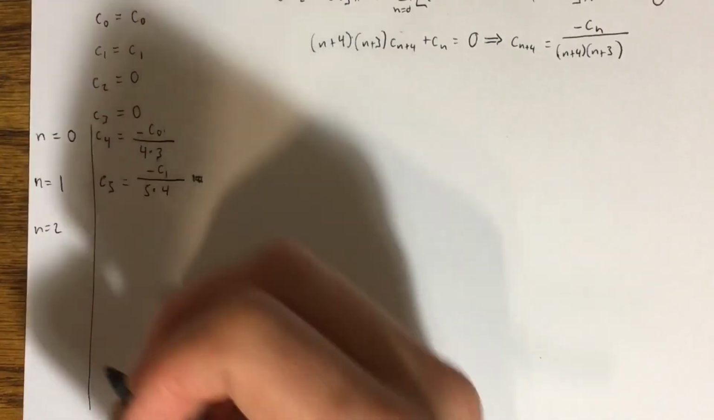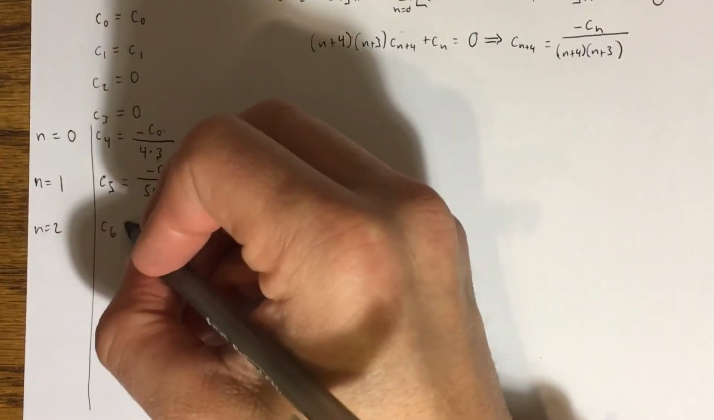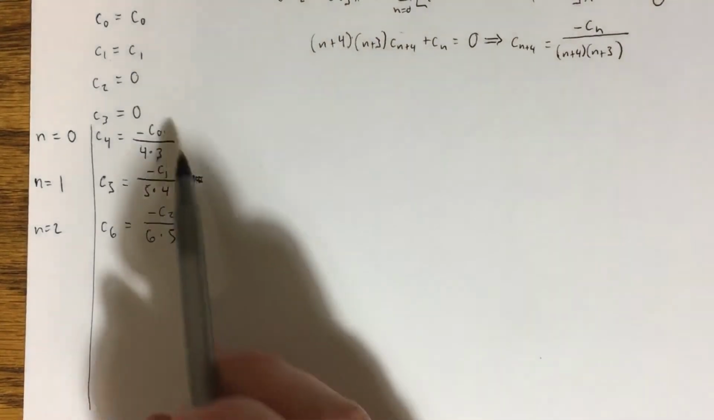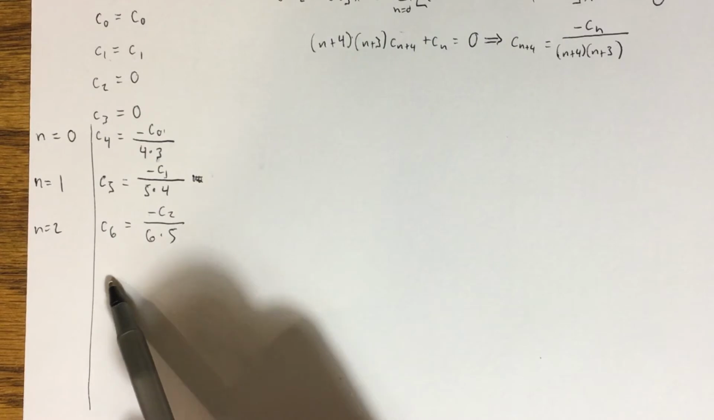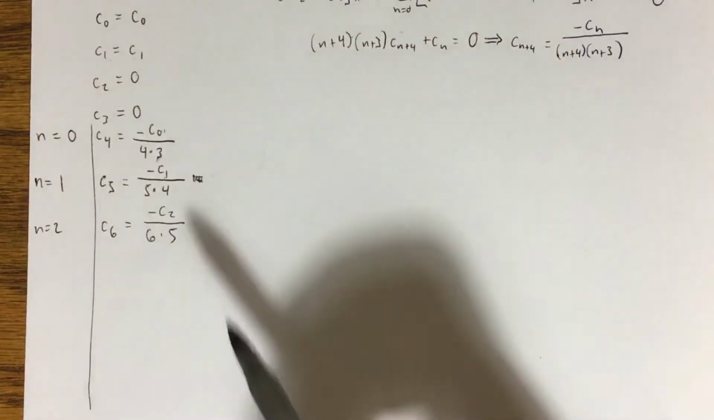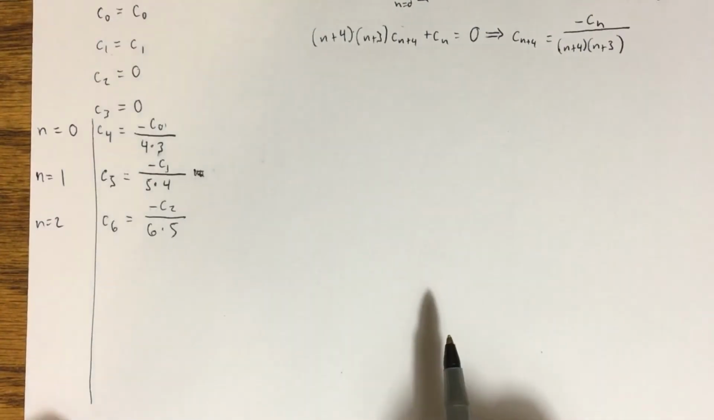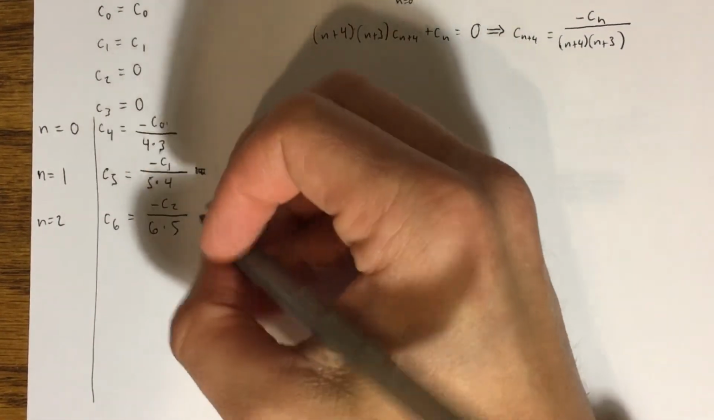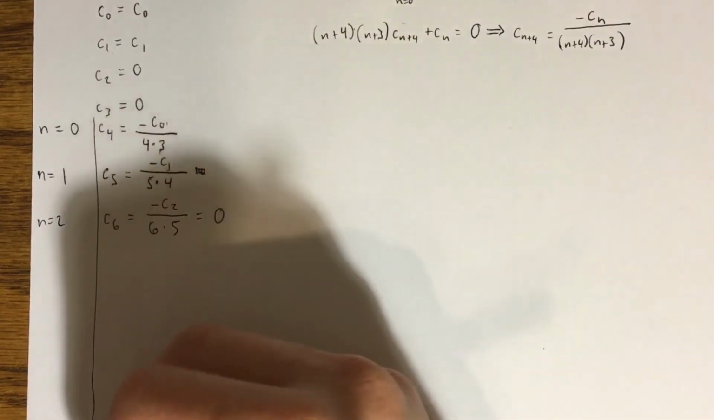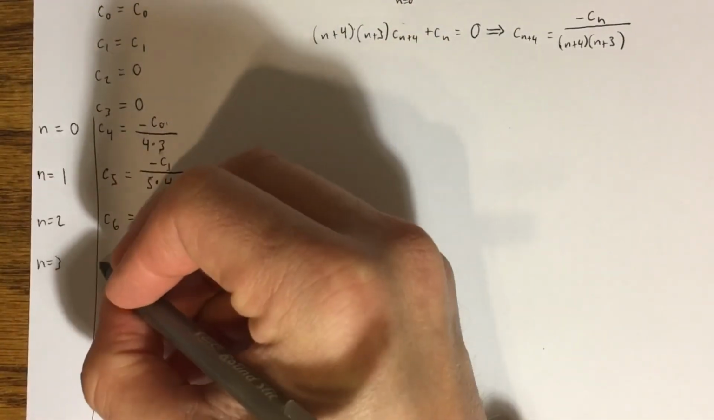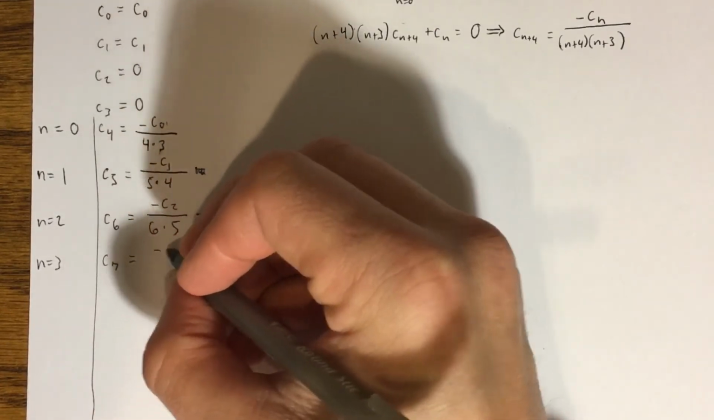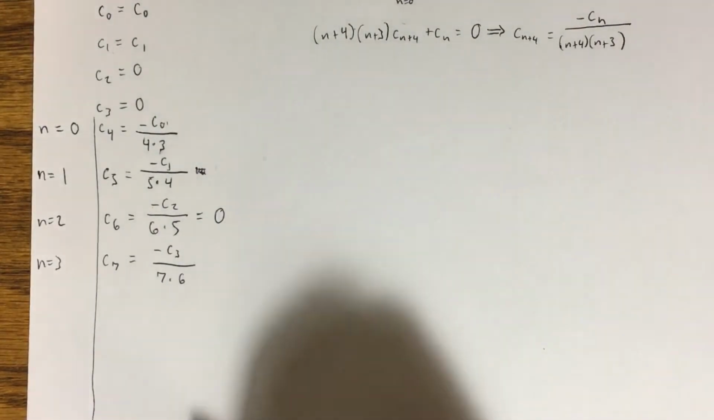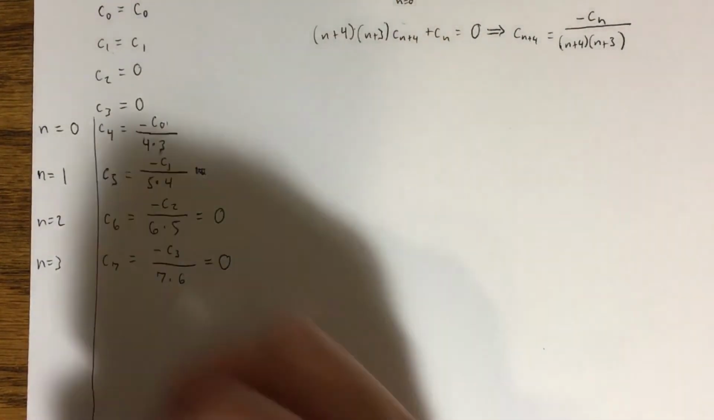For n equals 2, I'm going to get C6 equals negative C2 over 6 times 5. You should start to see some patterns here that you can use to come up with the remaining coefficients without having to keep looking at your recurrence relation. C2, we showed up here, is equal to 0, so this whole thing becomes 0. What happens at n equals 3? That gives me C7, which is negative C3 over 7 times 6. But C3 was also equal to 0, and so that term zeroes out.